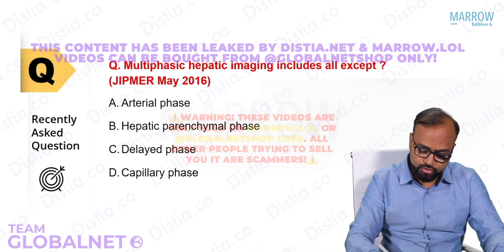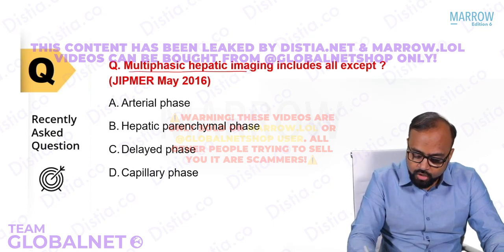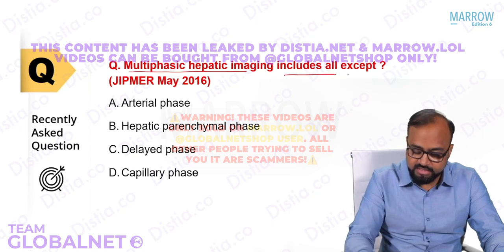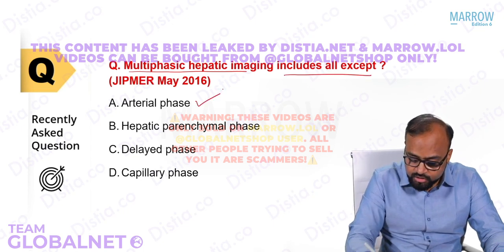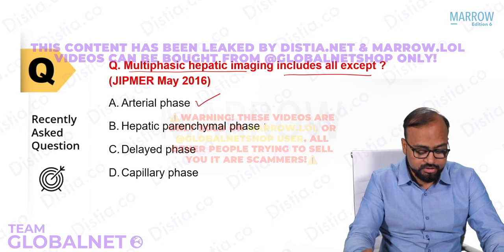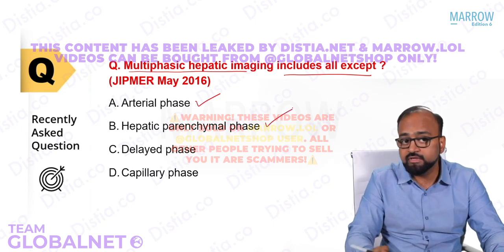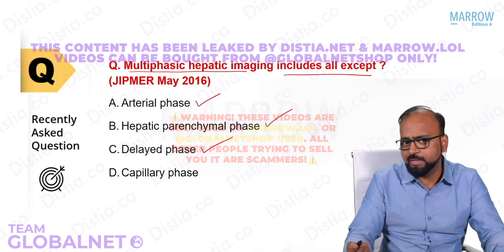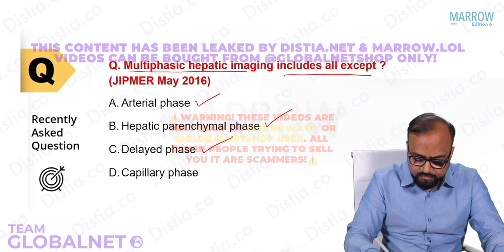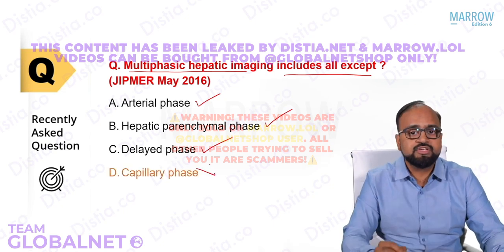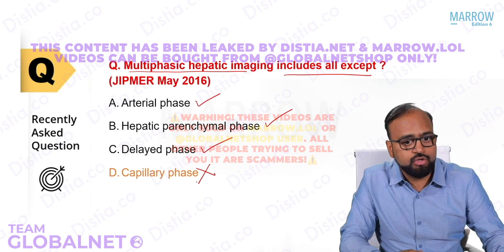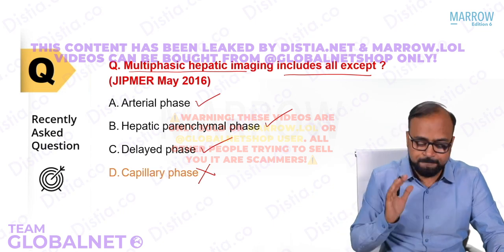So see, this was a question which was asked. Multiphasic hepatic imaging includes all except: does it include an arterial phase? Yes. Does it include a portal venous phase, also parenchymal phase? Yes. Does it involve a delayed phase or a hepatic venous phase? Yes. Does it involve a capillary phase? No. So capillary phase is not a part of multiphasic hepatic imaging. We have discussed the concept of multiphasic hepatic imaging here.